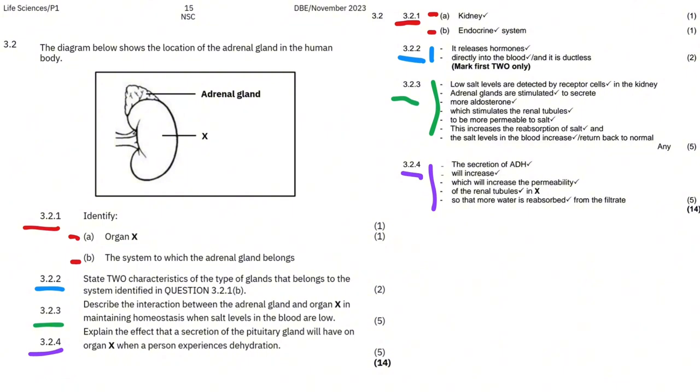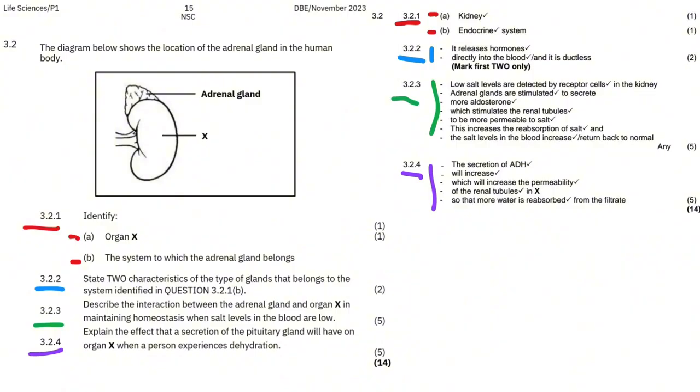Question 3.2.3. Describe the interaction between the adrenal gland and organ X in maintaining homeostasis when salt levels in the blood are low. The answer: low salt levels are detected by receptor cells in the kidney. Adrenal glands are stimulated to secrete more aldosterone, which stimulates the renal tubules to be more permeable to salt. This increases the reabsorption of salt, and the salt levels in the blood increase or return back to normal.